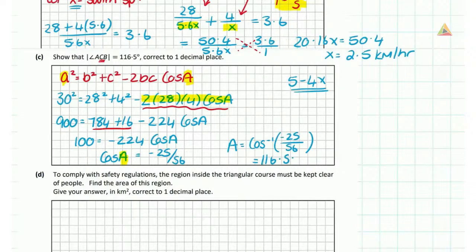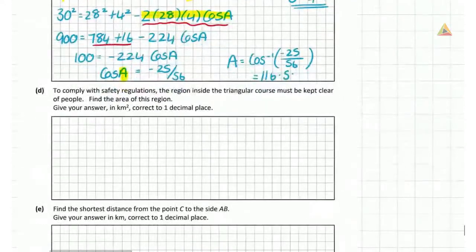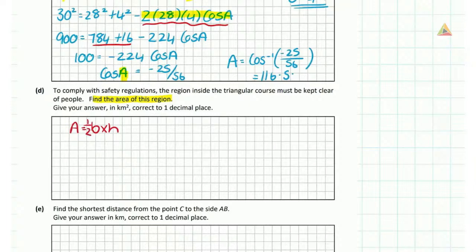Okay? Part D then: to comply with safety regulations, the region inside the triangular course must be kept clear of people. Find the area of this region and give your answer in kilometres squared, correct to 1 decimal place. So straight away, we have 2 formulas that we know for area. The first one is half the base times the perpendicular height. And the second one is coming from page 16 of our log table.